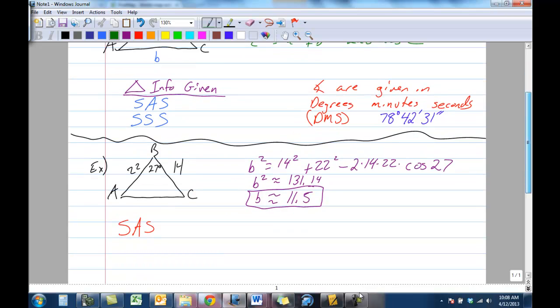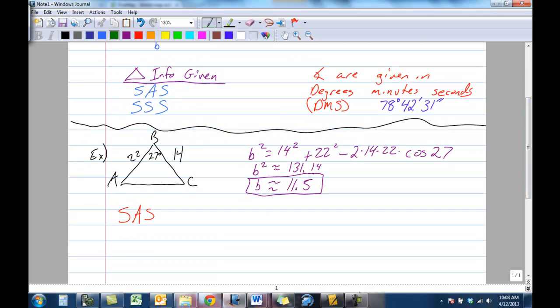So this is going to be 14 squared, that's A, equals B squared. Now we just found that B is 11.5. Now, I hate to use rounded values, but in this case, it's okay. We're forced to. We have to. 14 squared is equal to 11.5 squared plus 22 squared minus 2 times 22 times 11.5 times the cosine of angle A.